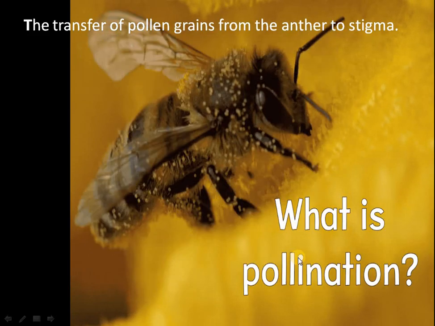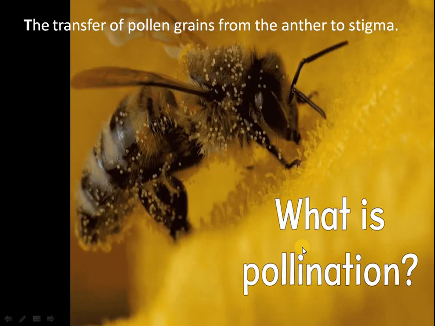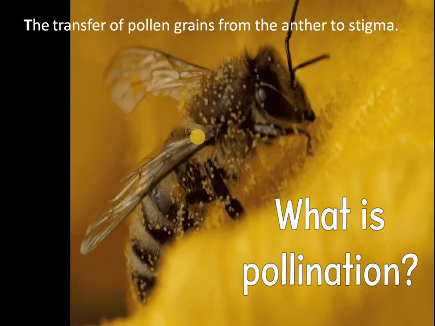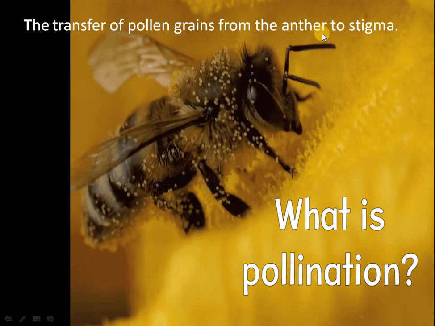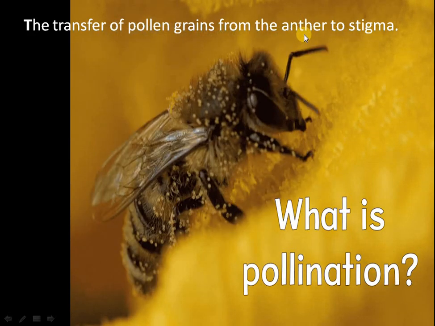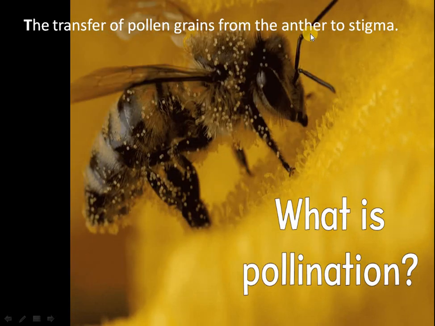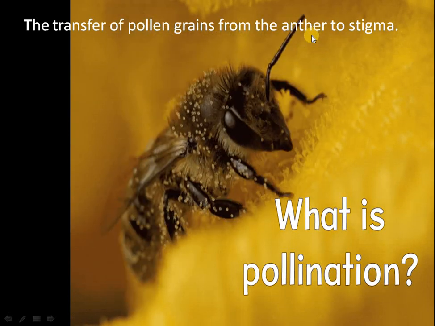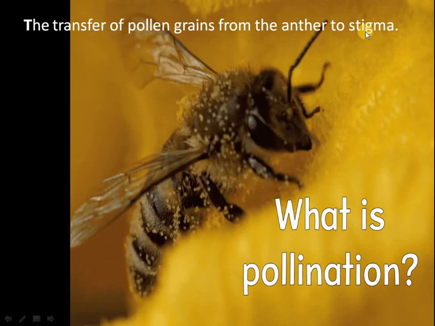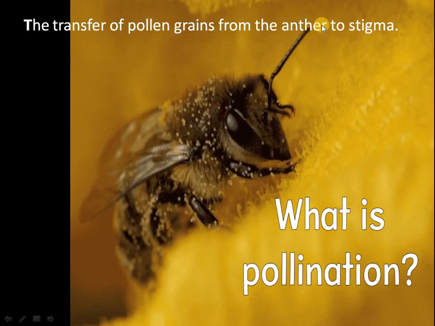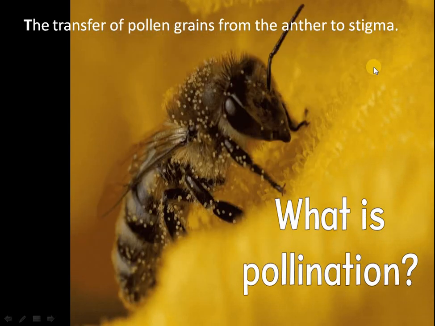Okay, what is pollination now? I told you that sexual reproduction involves two important processes, pollination and fertilization. Pollination is the transfer of pollen grains from anther to stigma. The anther is part of the male reproductive organ. Here in the anther, pollen grains are formed. Pollen grains contain the male gamete, while the stigma is the part of the female reproductive organ that takes the male gamete and transfers it to the ovule present in the ovary.